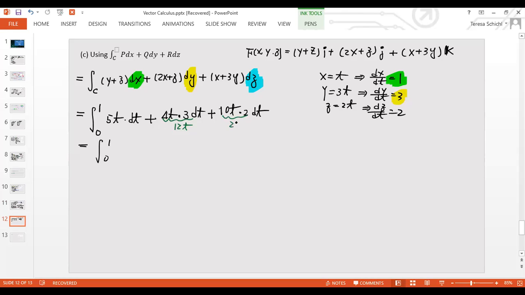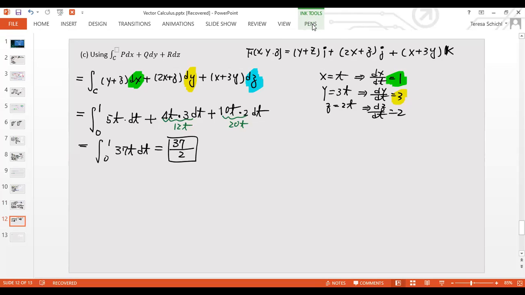This is how many t? 20t. So you can combine them. So it's 5 plus 12 plus 20. What is here? This is 37t dt. So what is the integration? It's 37 over 2. All right. So it's exactly the same, all these 3 methods here.